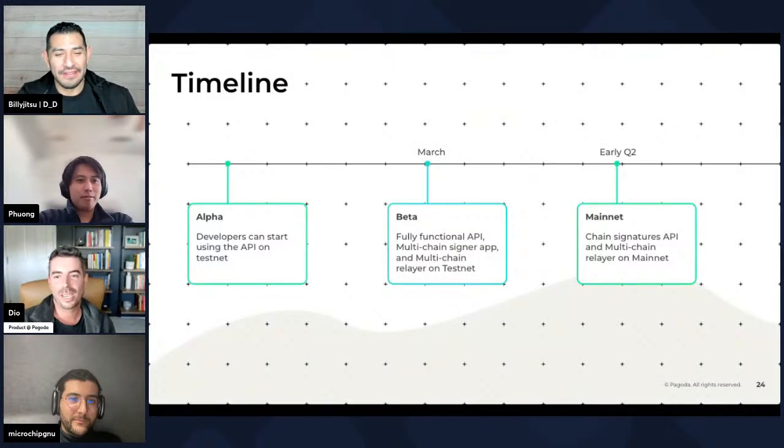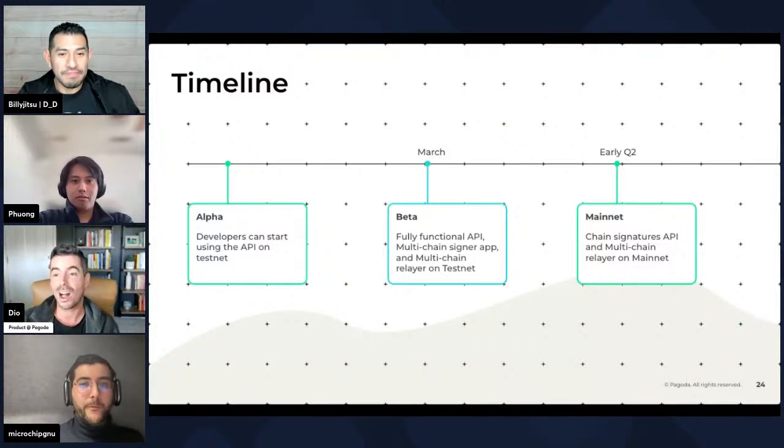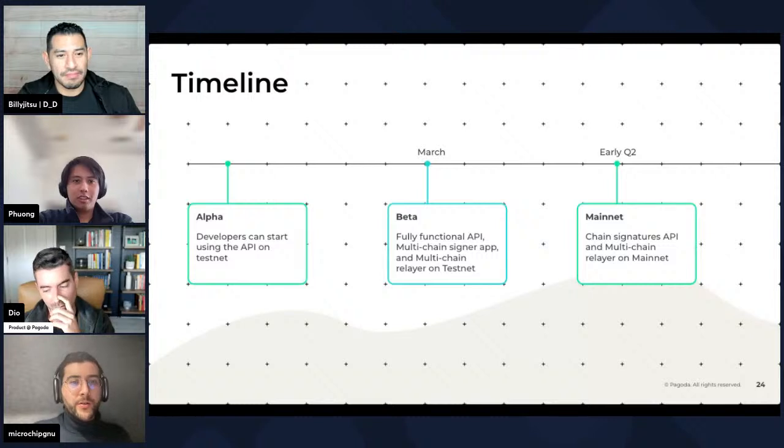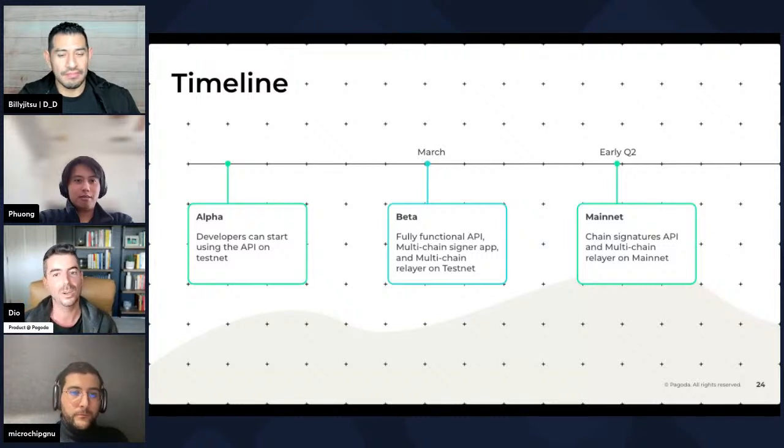Talking a little bit about timelines, I talked about a lot of concepts, and some of these things, to be honest, are not available today. I want to be really clear about it. We're on alpha. We started building this chain signatures API only a few months ago. Documentation is non-existent. We have some docs to get you started. Everything is still pretty much alpha, but developers can start using the chain signatures API today on testnet. Definitely send us any feedback, anything you see that doesn't make sense.